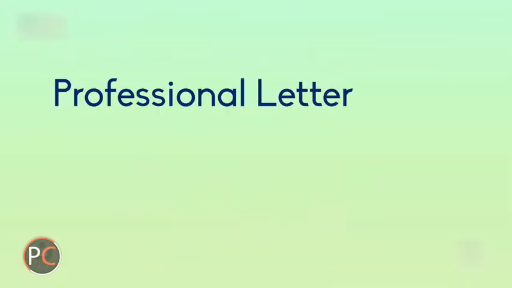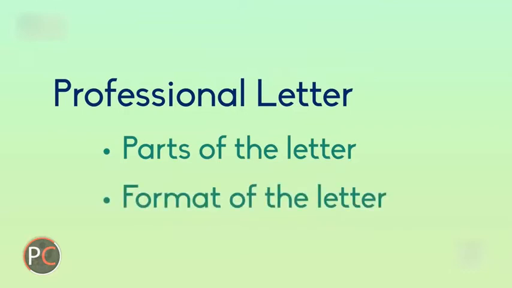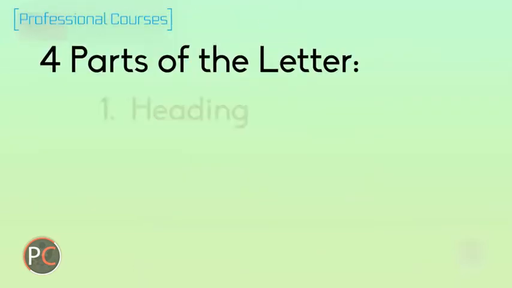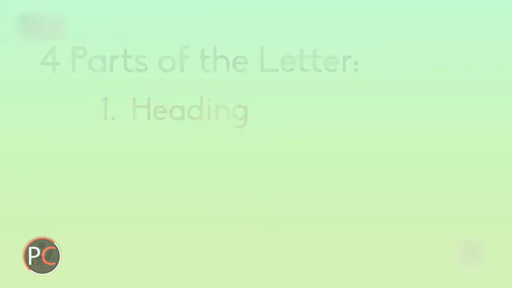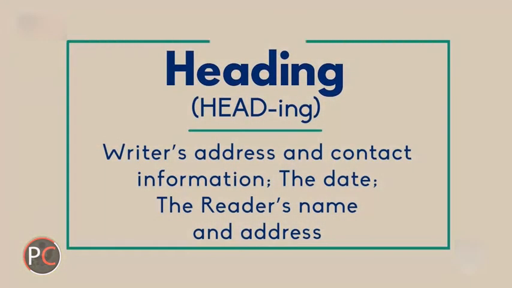Hello! In this video, we will introduce the parts of a professional letter and format of a letter, or how it should look. In the United States, professional writing follows a standard format or order and includes 4 parts. The first part is the heading, which includes the writer's address and contact information, the date, and the reader's name and address.